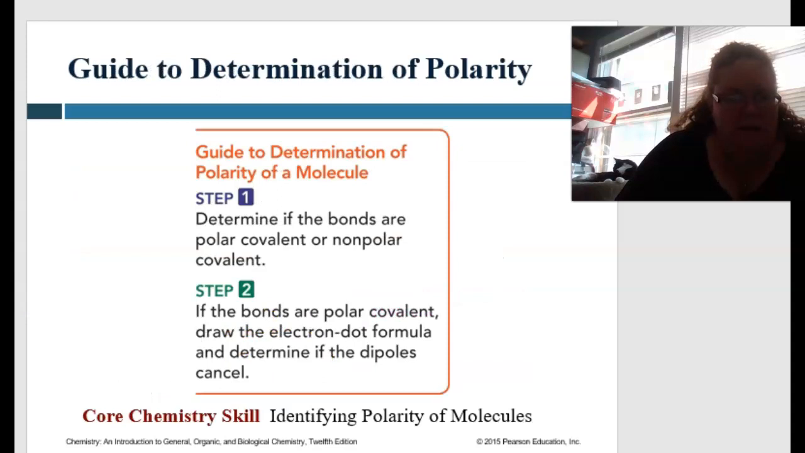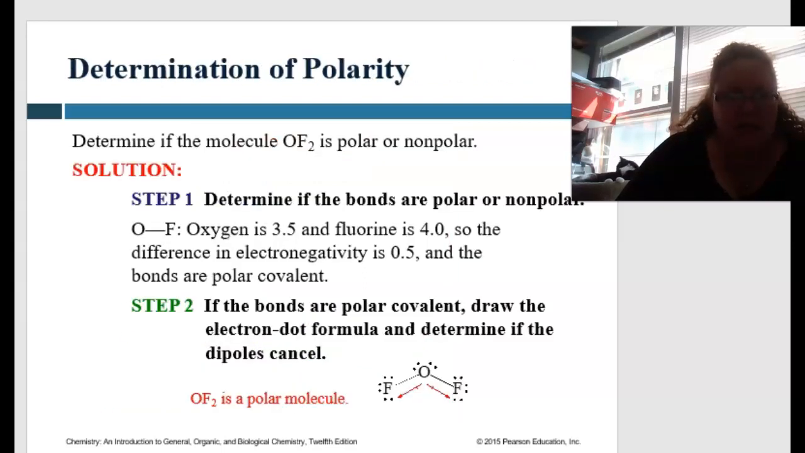So our handy dandy little guide to determine polarity is 1, determine if the bonds are polar covalent or nonpolar covalent. And if the bonds are polar covalent, then we're going to draw the electron dot formula and determine if the dipoles cancel. All right.